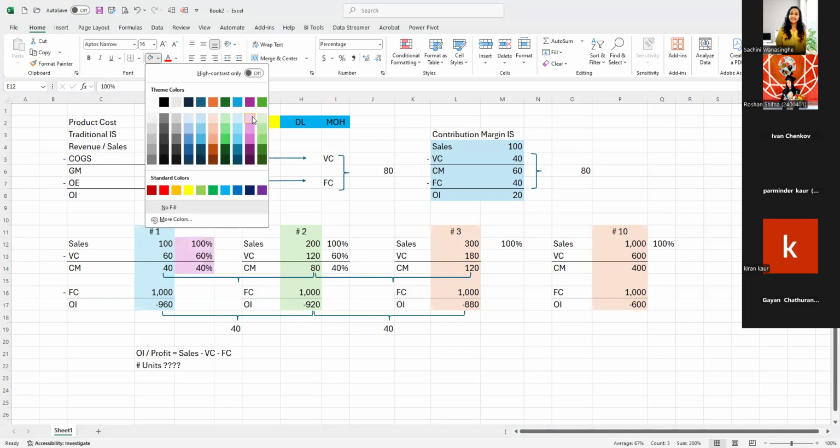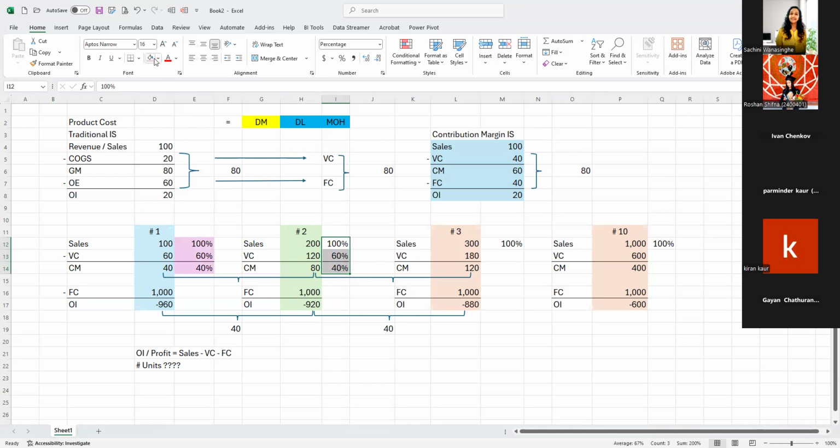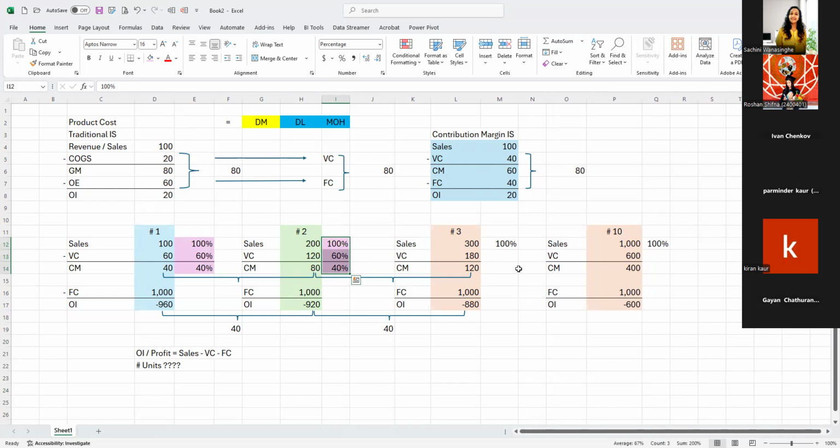So the question is, what will those percentages be if I sell 3 units? What do you think? It will remain the same. Are they? Let's double check. This one divided by this one, and then this one divided by sales. And they're the same. So selling more units, is it going to change my ratios? No.